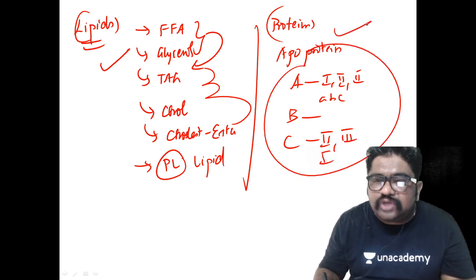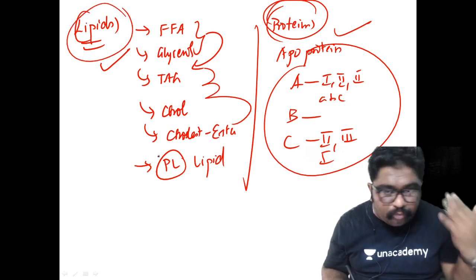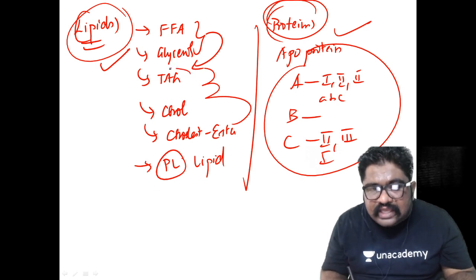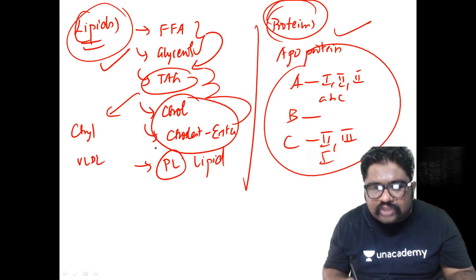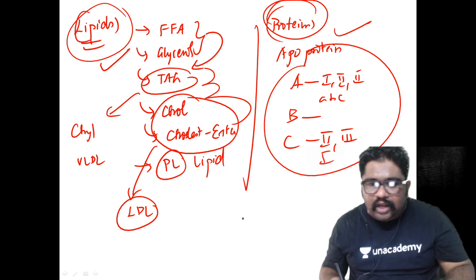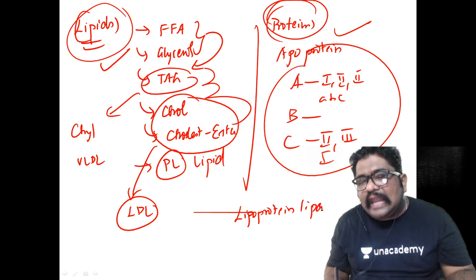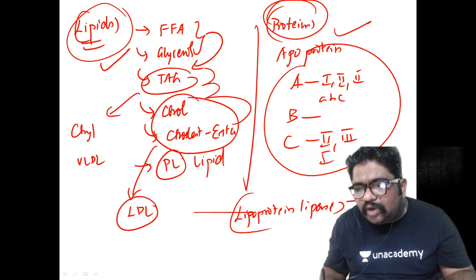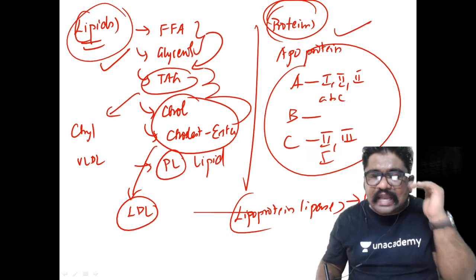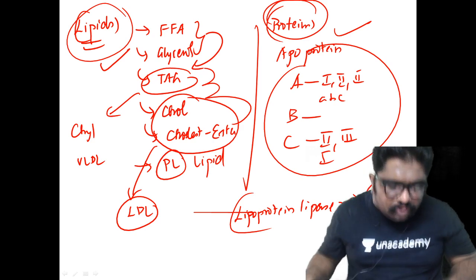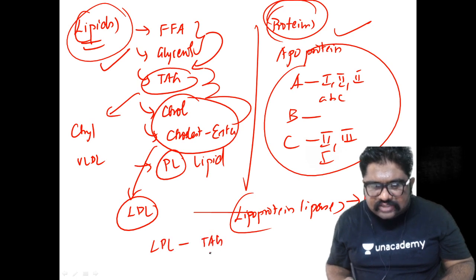So we have apoproteins on one side contributing to the protein component, lipids on the other side contributing to the lipid component of lipoproteins. So if the triglyceride is elevated, then that is chylomicron or VLDL. If cholesterol and cholesterol ester is elevated, it is LDL. Now, some people chose lipoprotein lipase as the answer. Lipoprotein lipase will always act on triglycerides or triacylglycerol.